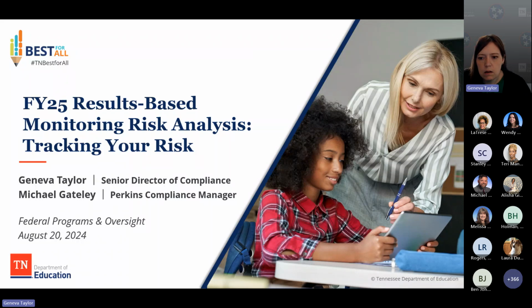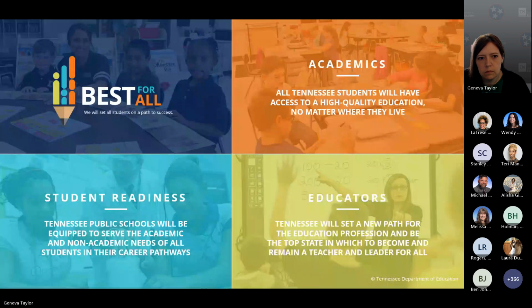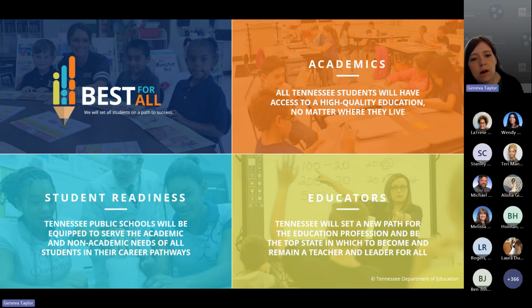I am going to take a portion of this presentation, and then I will be joined by my great colleague, Michael Gately. So thank you for joining us to discuss our monitoring risk analysis process. So all of us together are responsible for all of the pillars of work that you see here on this slide. We know that all of you have a hand in academics, student readiness, and educators, and it's also our responsibility to support you in each of these endeavors to ensure that you have compliant and effective programs upon which to build.